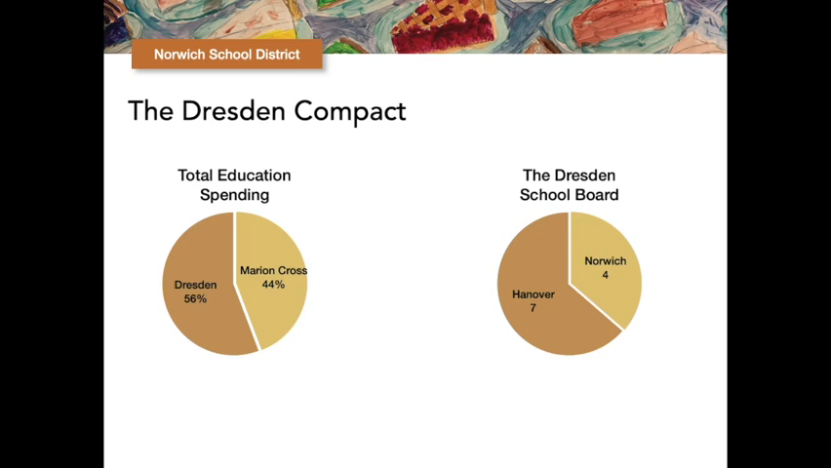So, who determines the Dresden budget that's presented to voters? Well, it's the Dresden School Board. For those of you that are not familiar with the setup, the Dresden School Board consists of the 7 members of the Hanover School Board, plus 4 out of the 5 available Norwich board members.